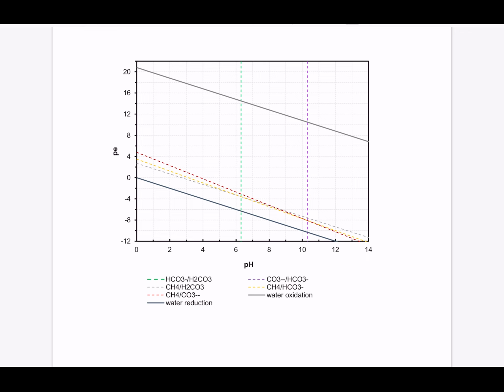Looking at the lines, we know that all the vertical lines are for acid base. So that's what we talked about. The first one is the first pKa of carbonic acid and bicarbonate. So this one. And this one is for bicarbonate and carbonate. So considering this line, what is on the left and what is on the right?